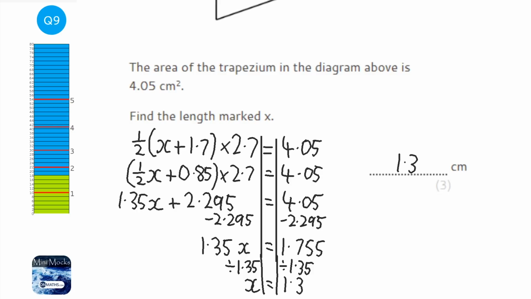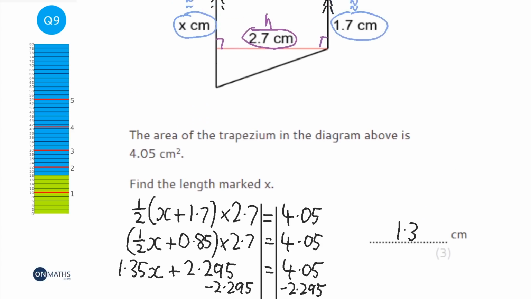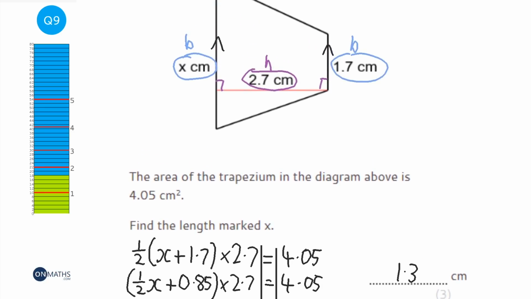Now there's different ways of doing that. I could have divided both sides by 2.7 and then times both sides by 2 at the start, and that would have also worked, and then taken away the 1.7. Probably would have been easier, but I thought this might have been easier to show, but it's up to you, as long as you get the answer 1.3. Now I can check that, so I'm going to do 0.5 times brackets 1.3 plus 1.7, close brackets, times 2.7, and it gives me the answer of 4.05, so I know it's correct.